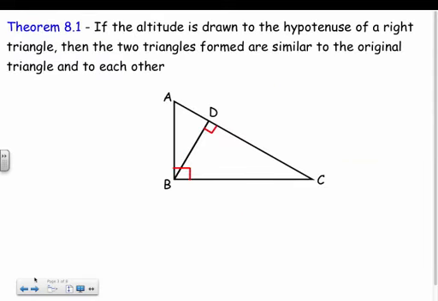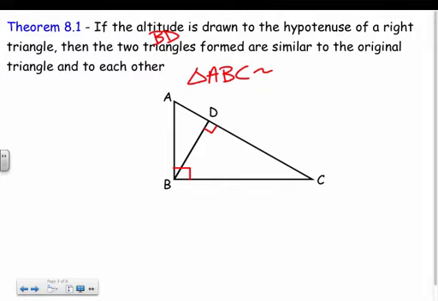We got a couple theorems here. If the altitude is drawn to the hypotenuse of a right triangle, so for example, BD is my altitude here, the two triangles formed are similar to the original and to each other. So for example, it's just saying my big triangle ABC is similar to each of the little ones that it made. Well, let's think about this.